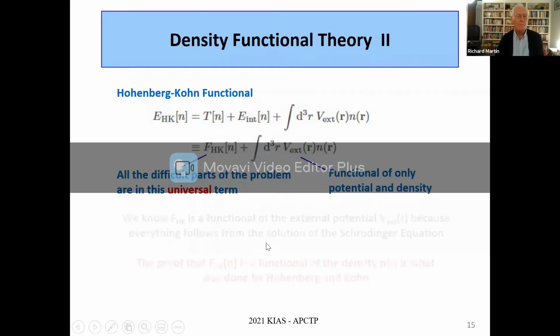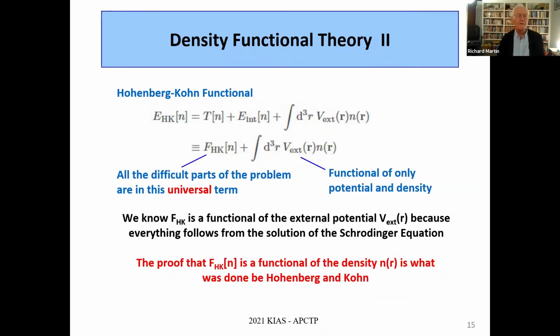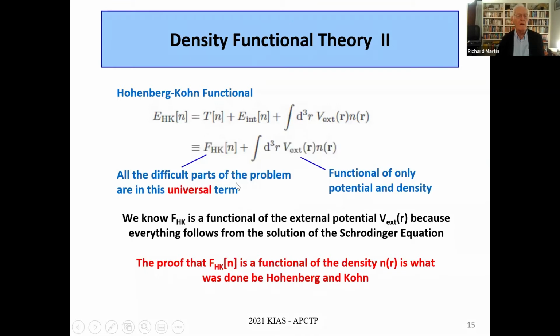Let's look at it. We know that this object can be considered as a functional of the external potential because everything follows if you can solve the Schrodinger equation that involves the external potential. So it's then a functional of the external potential because it's known in principle if the external potential is known. What Hohenberg and Kohn did was to show that it also can be a functional of the density, that it must be a functional of the density.